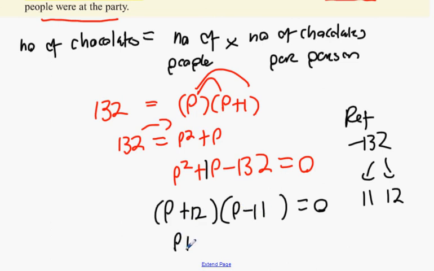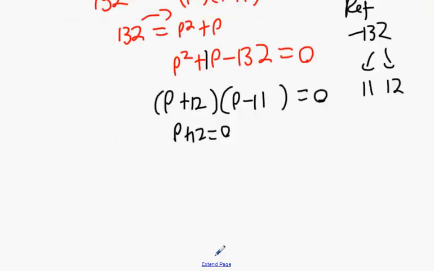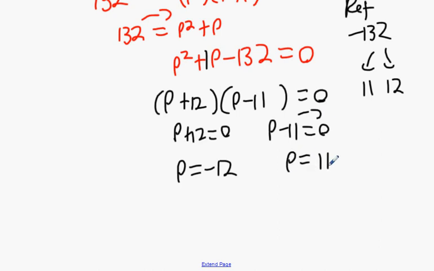Then finish it off. P plus 12 equals 0. Is P able to be minus 12? Can it be negative? Absolutely not. P minus 11 equals 0. P equals 11. 11 people. And 12 chocolates per person.